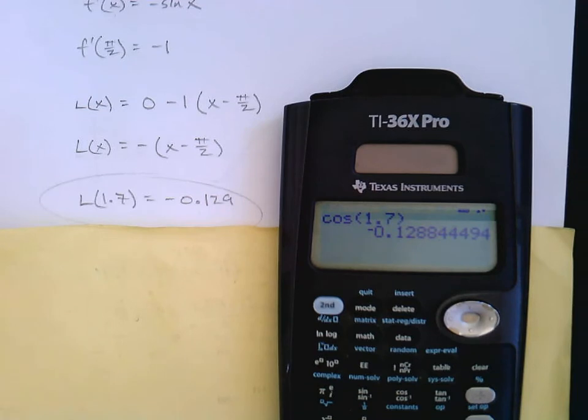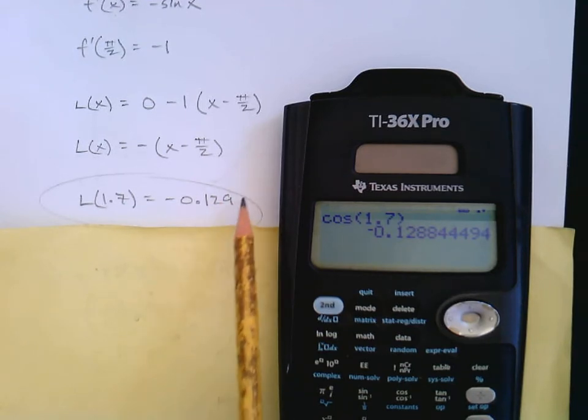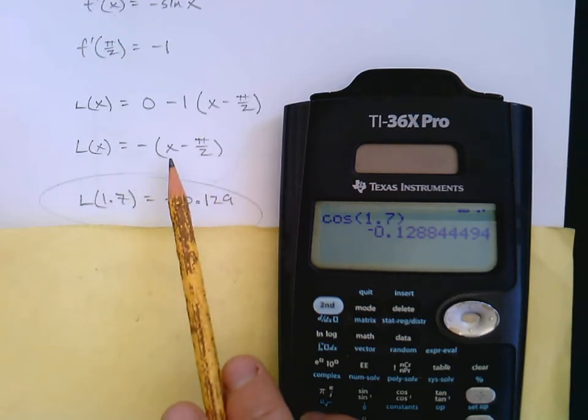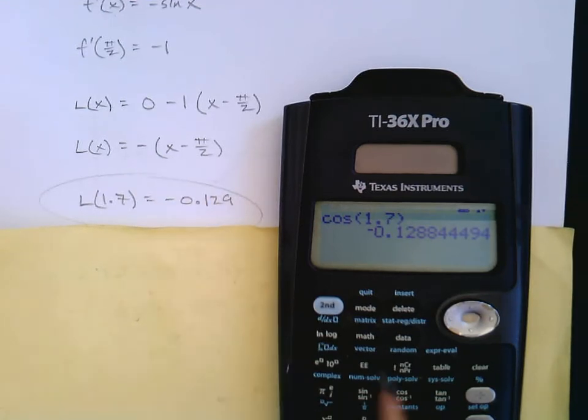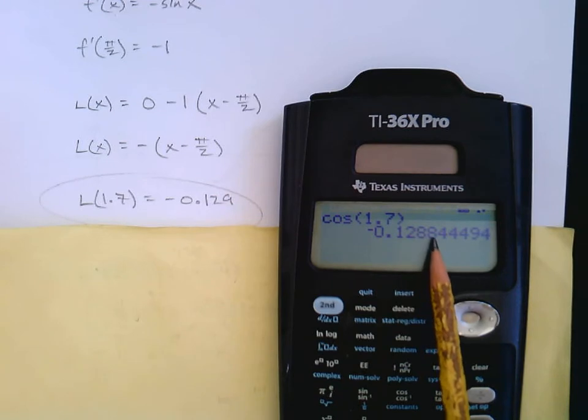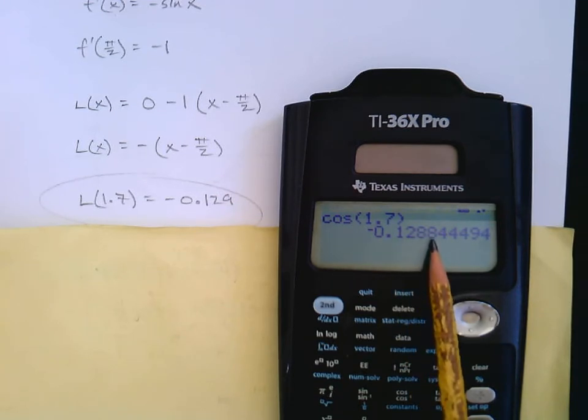Look at that. Negative 0.1288. I mean, when we rounded, I forget what it was before you round when you plug in 1.7, but when you round, we just consider that. This is off by, I mean, the 8 here. What is that? Hundredths, thousandths, 10 thousandths? That is unbelievable.